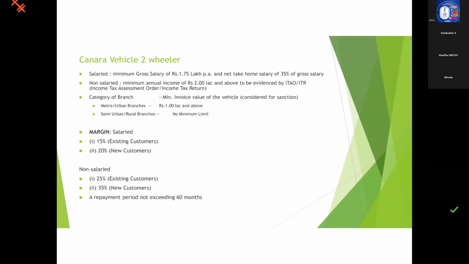Non-salaried person, agriculture person wants a two-wheeler loan. There is no separate scheme for agriculture for two-wheeler and such.